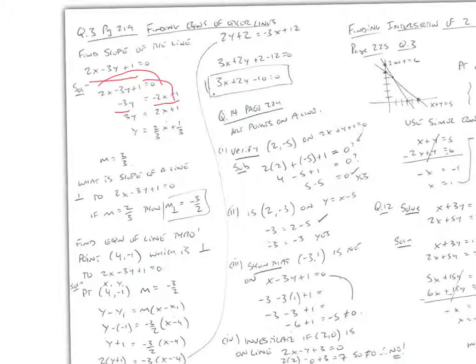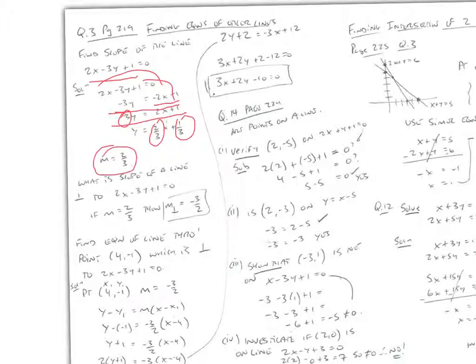So we have -3y, we want to make that plus 3y, so we hit every term here with -1, so we get 3y is equal to 2x plus 1. And then we need to deal with the 3 here, so we divide the 2 by the 3 and the 1 by the 3. So our slope is 2 over 3.